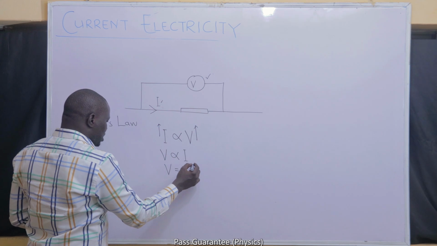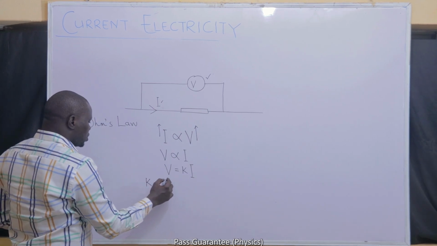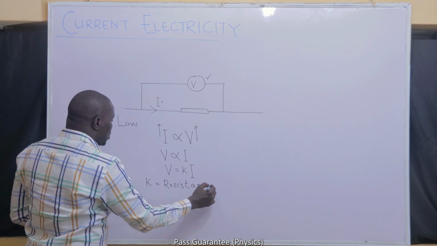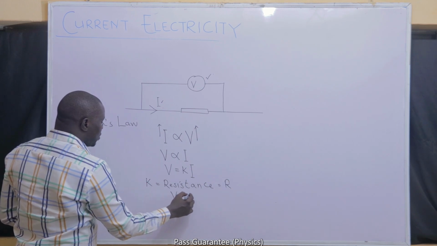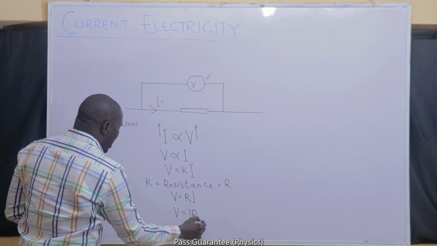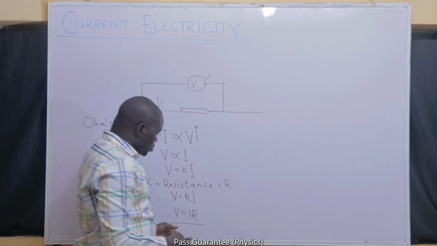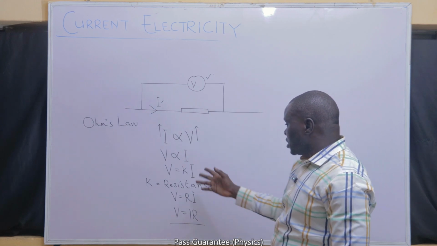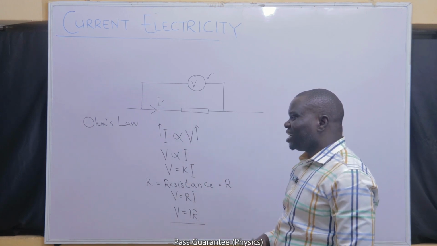If I change the proportionality to an equation, my K has been found to be equal to the resistance of that conductor. If I put the resistance R into this equation, I will have V is equal to RI, or more appropriately expressed as V is equal to IR. And this is the mathematical relationship for Ohm's law. Clearly, Ohm is telling us that the current and the voltage are in direct proportionality, with the resistance of that conductor being the constant between them.